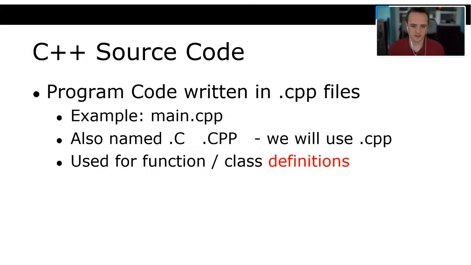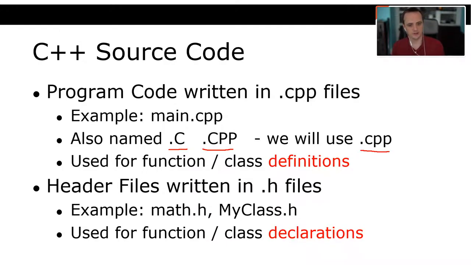You may see in other projects, C++ files have the extension .C or .CPP. In this course, we will be using .cpp, okay? And this is used for the function and class definitions. Also, in C++, you will see header files. So header files are a big change for anyone who hasn't done C or C++ before. So in Java or in Python, you do not have header files. So header files typically are written in .h files. So you might see something like math.h or myclass.h, and this is used for function and class declarations. And I'll get into all of that probably a little bit more in the next class, but in the first two classes, we'll cover all of this stuff.